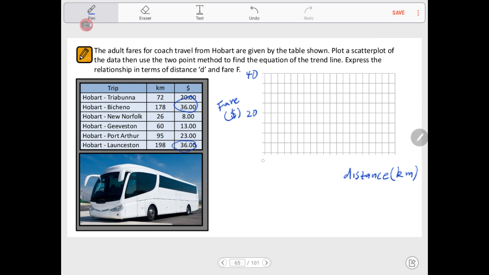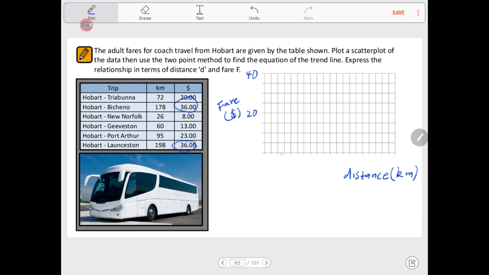So with the distance, we're going to go up to 200 kilometres, which is Hobart to Launceston, and that's the biggest. So we want to go up to at least, I'd say probably 200 here. Now, the lowest distance we see here is 26, so it's probably not worth using a broken axis here. And by that I mean, when you use a broken axis, you don't start at 0 for the lowest number on that axis. But I think starting at 0 and going up to 200 will work pretty well here.